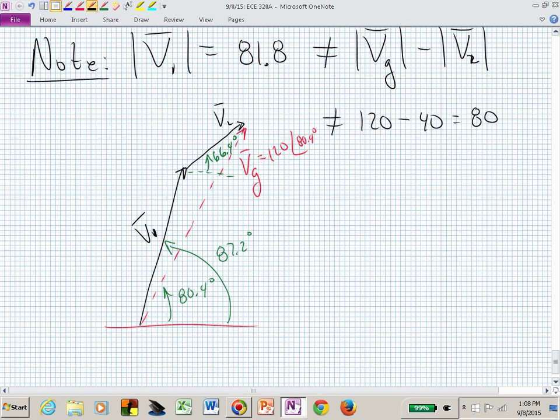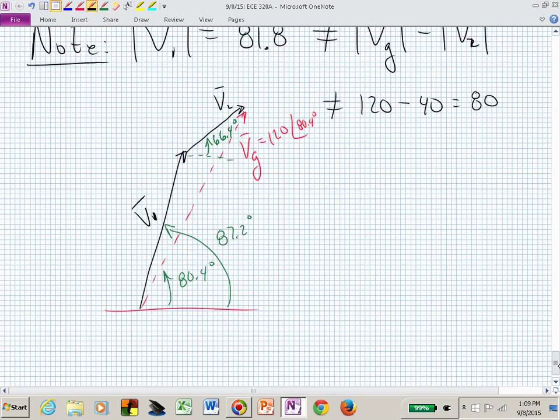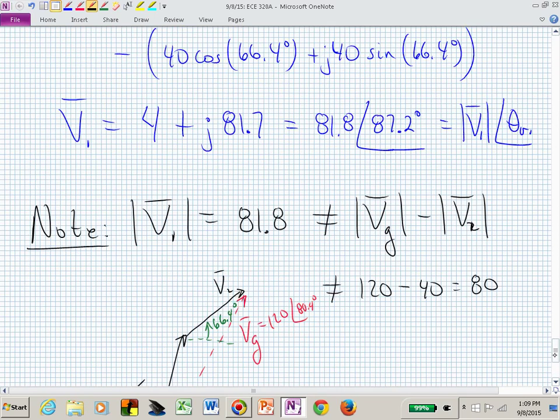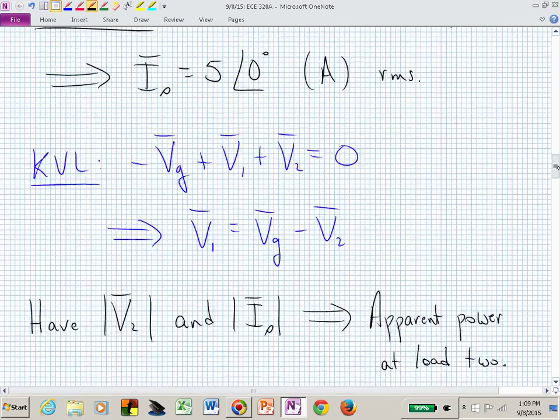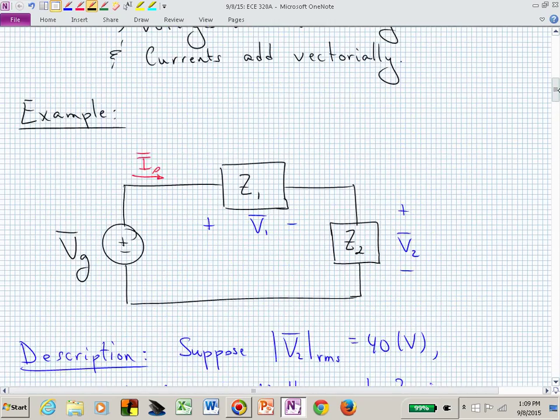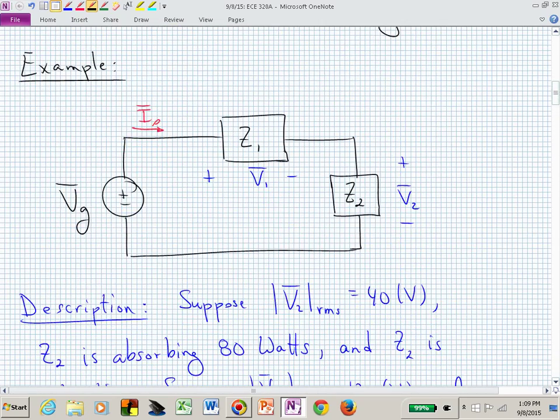And it's, I think, clear that you can't just take the length of V1 and add that in the same direction with the length of V2 and end up with the length of V sub G. That's what these phasors are telling you. Can't just add and subtract magnitudes. You have to account for the fact that these are phasor quantities. So we were able to find V1 bar from that word problem in that circuit, given the information that we were given.